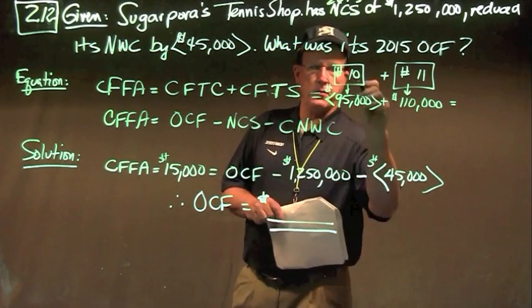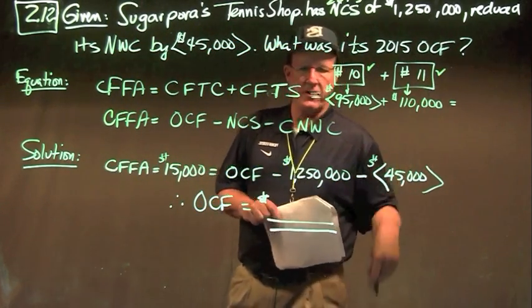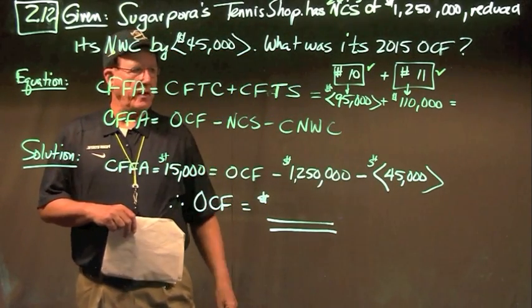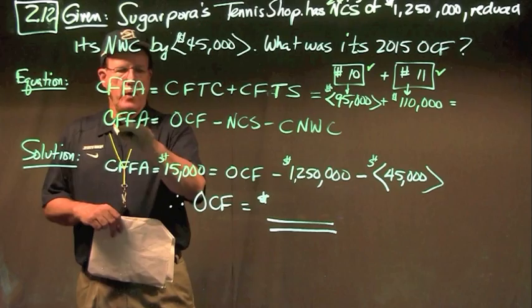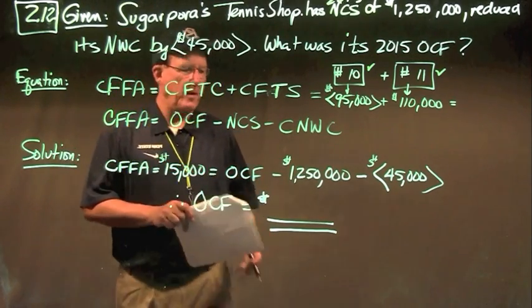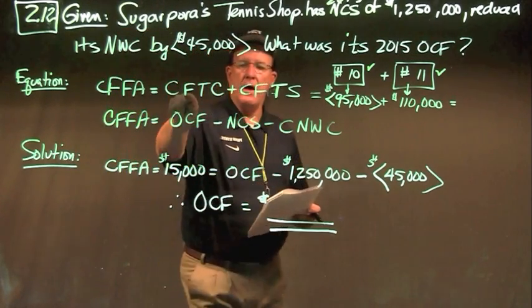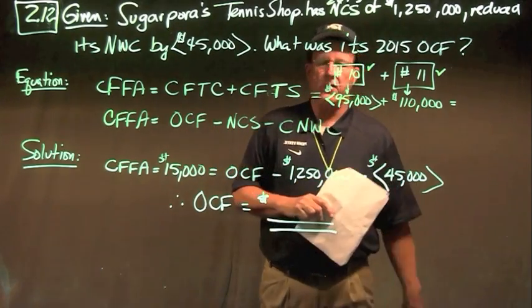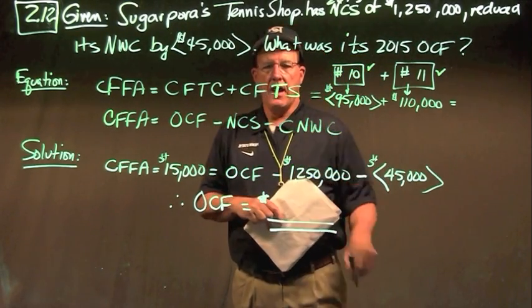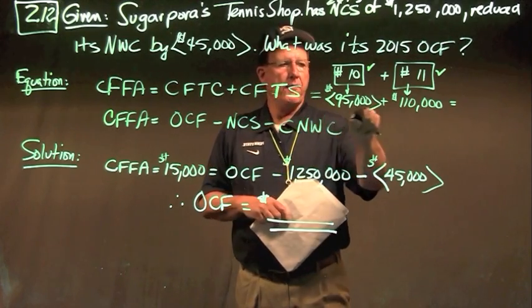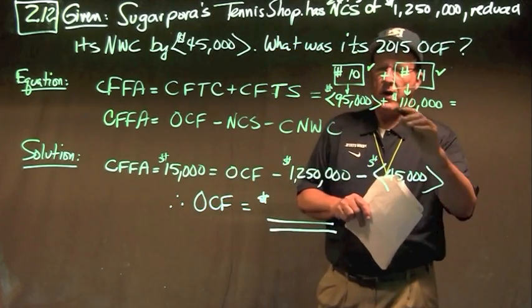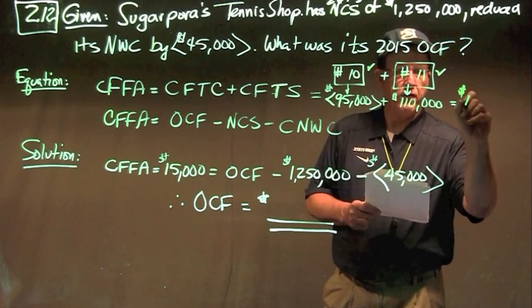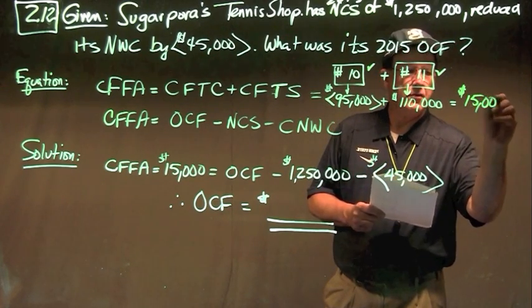Now to solve this, we're going to use problem number 10 and problem number 11 answers as I suggested. And we're going to calculate CFFA first, and then we're going to equate that to OCF minus NCS minus CNWC. So first of all, cash flow from assets equals CFTC of negative 95,000 from number 10, CFTS from number 11 of 110,000. So I combine those two, and I get a total cash flow from assets of $15,000.